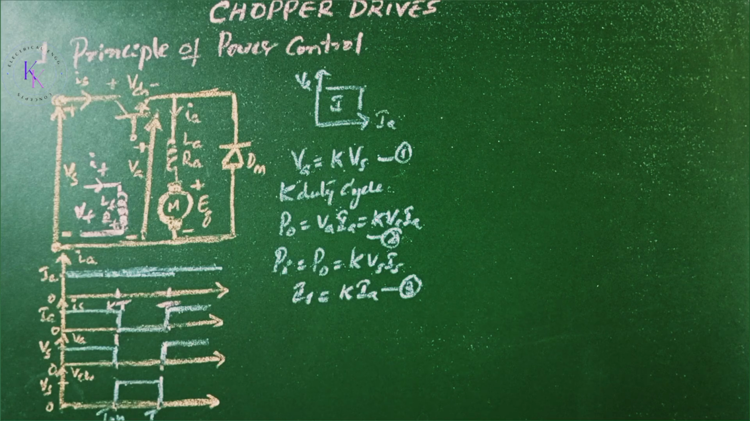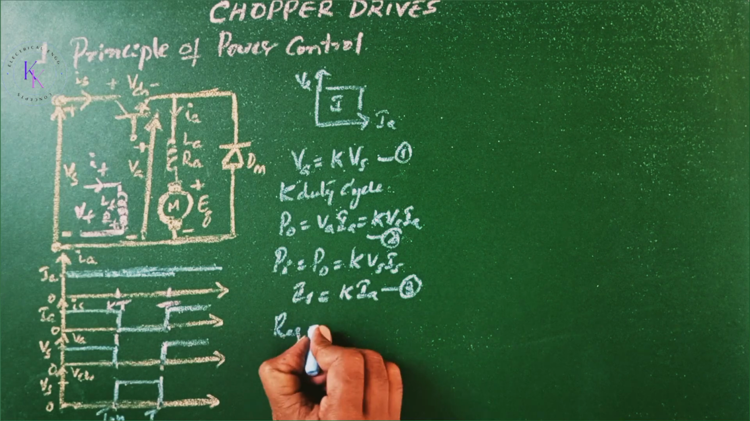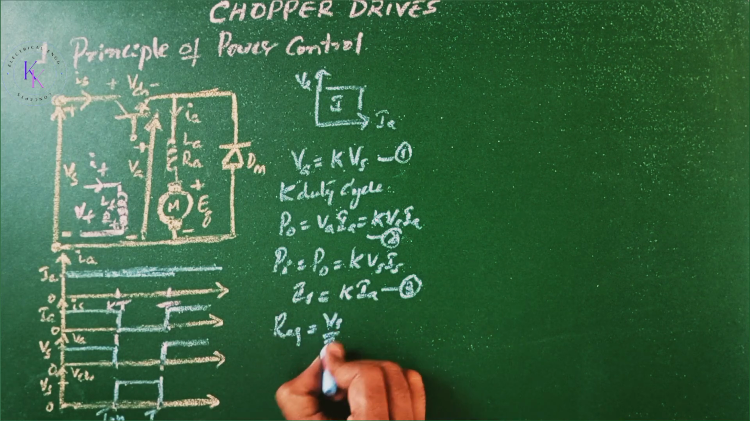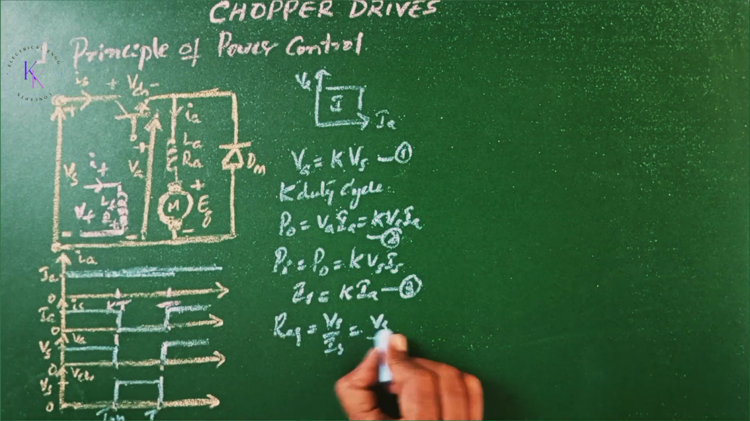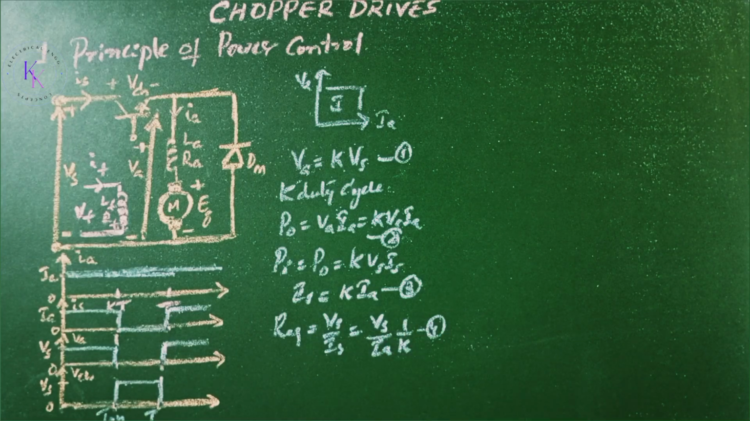Equation number 3. The equivalent input resistance of the chopper seen from the source is Req equals Vs divided by Is, that equals Vs divided by Ia times 1 by k. Let this be equation number 4. By varying the duty cycle k, the power flow to the motor can be controlled. By controlling the power flow to the motor, we can control the speed of the motor.